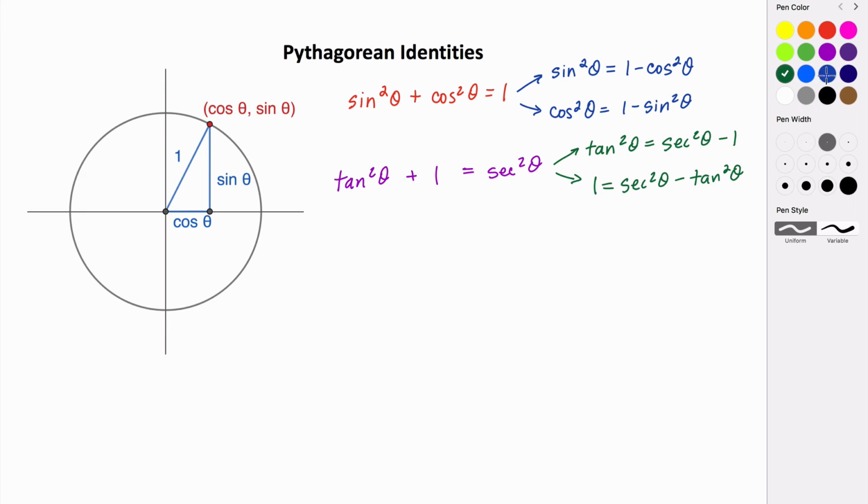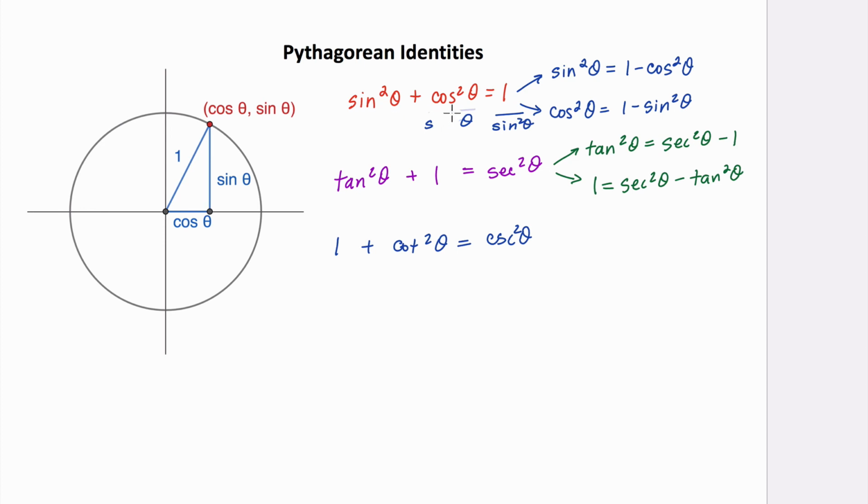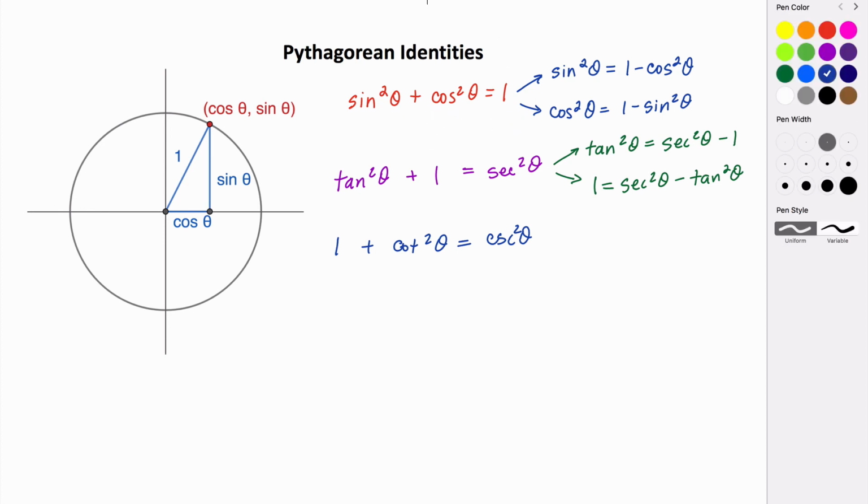And then lastly, we can divide everything by sine squared theta to get our last set of identities. So when we divide everything by sine squared, we get 1 plus cosine squared over sine squared, that's the cotangent squared. And then 1 over sine squared is the cosecant squared of theta. So now we have these identities, and all we had to do was divide everything by sine squared.